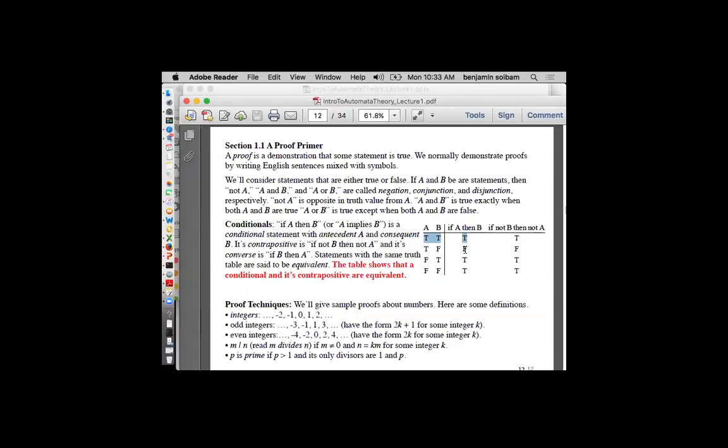Let's go back to the examples. Let's say I make an assertion: if you study at least 4 hours a day on this course, then you get an A. That's the assertion. A is simply studying at least 4 hours. B is getting an A. Now in the first case, you study at least 4 hours a day, and you also get an A. So that means my assertion is true. I haven't violated my assertion.